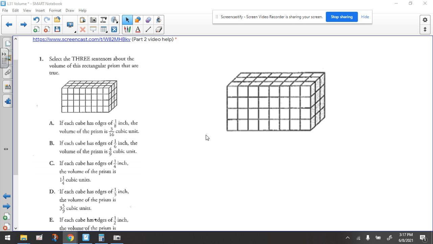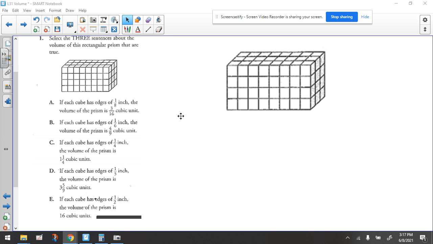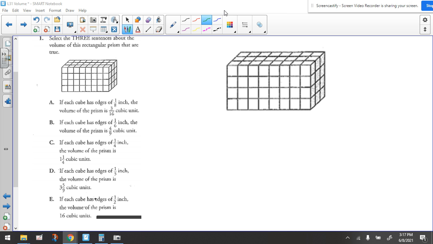All right, so if we take a look at the question, it's saying select the 3 sentences about the volume of this rectangular prism that are true. So let's look at choice A. It says if each cube has edges of 1/8 inch, the volume of the prism is 3/16. So let's just kind of count what we're dealing with here. Let's move that out of the way.